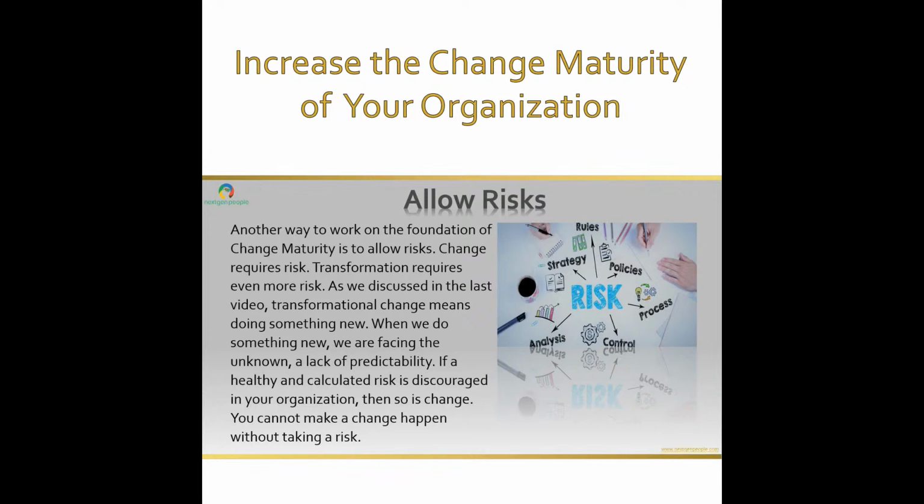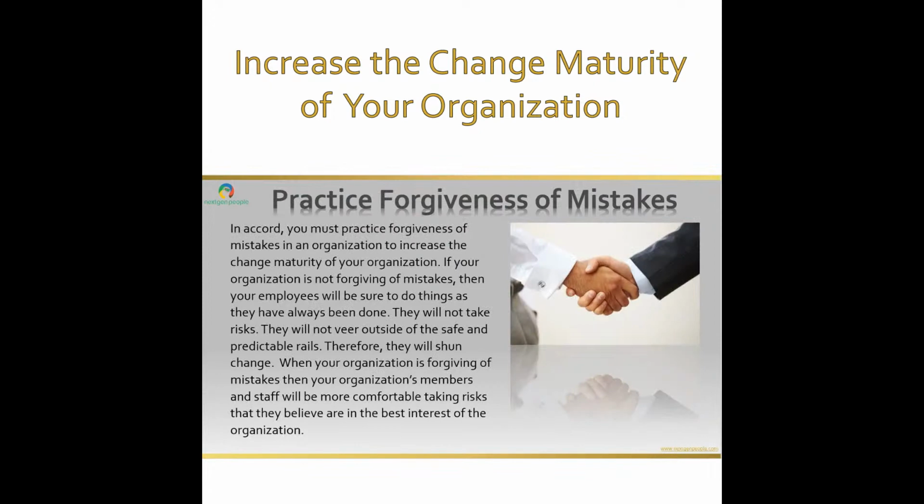As we discussed in the last video, transformational change means doing something new. When we do something new, we are facing the unknown, a lack of predictability. If healthy and calculated risk is discouraged in your organization, then so is change. You cannot make a change happen without taking risk. In accord, you must practice forgiveness of mistakes in an organization to increase the change maturity of your organization.